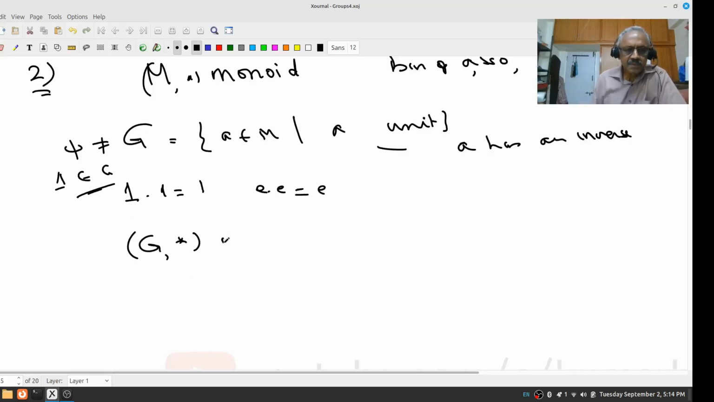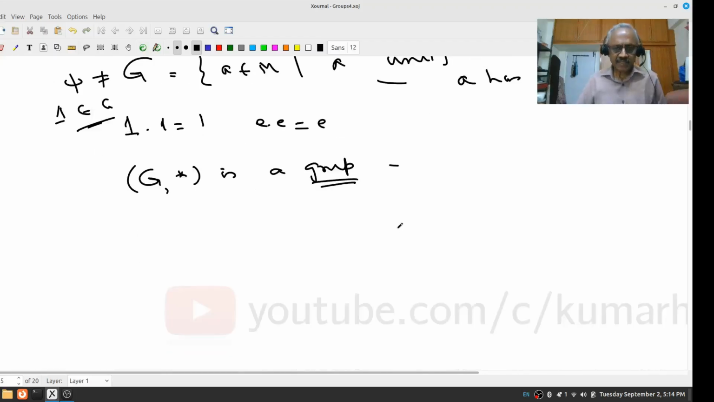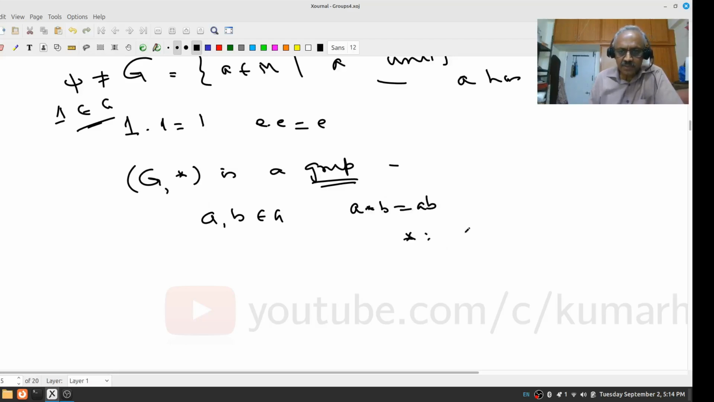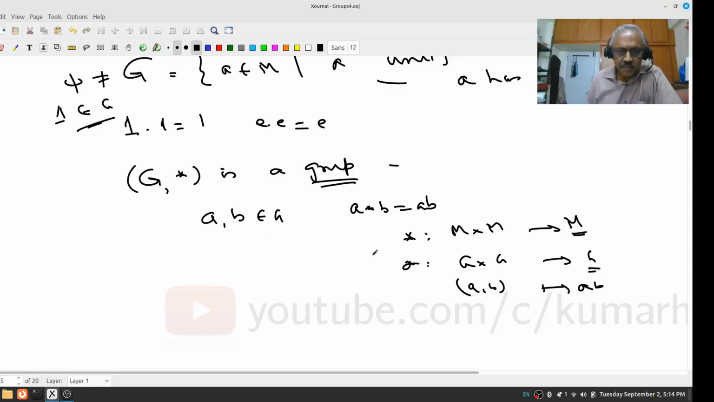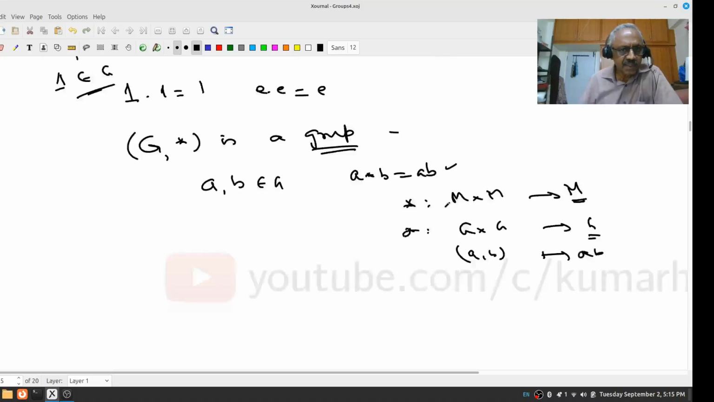is a group. This requires a bit of understanding, so let us go slow. Suppose I have A and B in G, then A star B is AB. I have to say it is in G, because I want to restrict the operation, which was defined from M cross M to M, to G cross G to G. So you have two elements A and B. I have AB, that will be an element in M, but I want it to be an element in G. But we had already seen that if A and B are units, then AB is a unit. Is that clear to you?